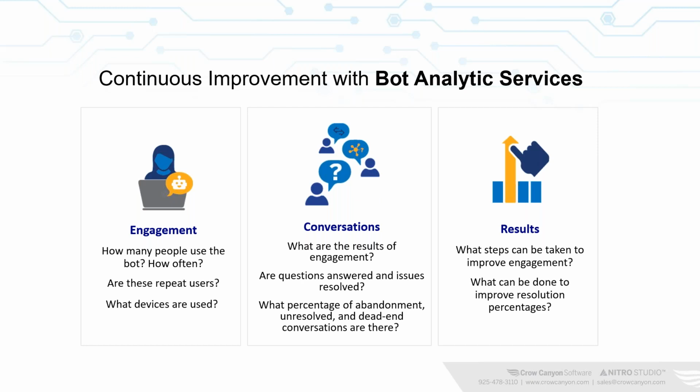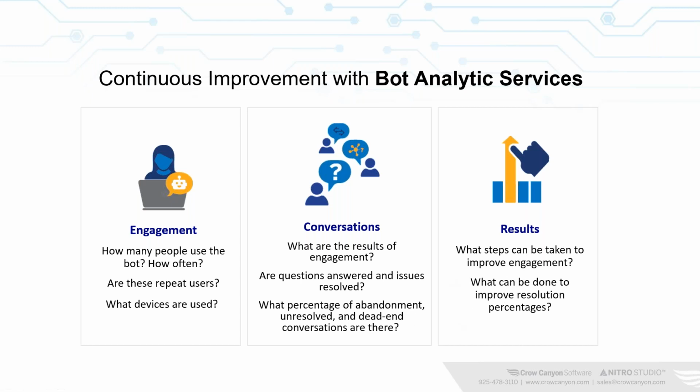And then what kind of conversations, and what are the results? Are they getting the things they need? Are they dead-ending? There are all kinds of terms like that: dead end, the whole conversation falls apart, abandonment, unresolved. All this is recorded in our bot statistics and results, and what can be done to improve it. How can we make that better?